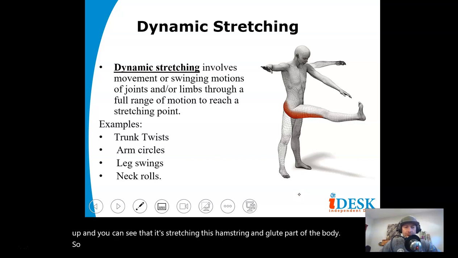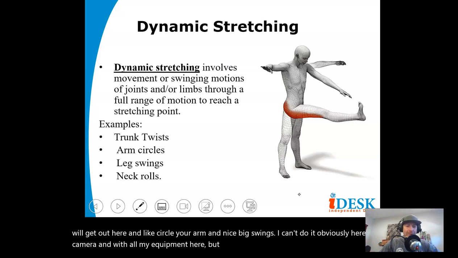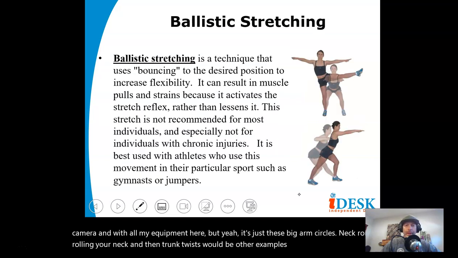So leg swings are a common example. Arm circles, if you circle your arm, sometimes athletes will get out here and circle their arm in nice big swings. I can't do it obviously here on my camera and with all my equipment here, but it's just these big arm circles. Neck rolls, rolling your neck, and then trunk twists would be other examples.